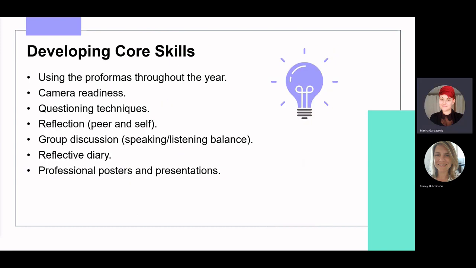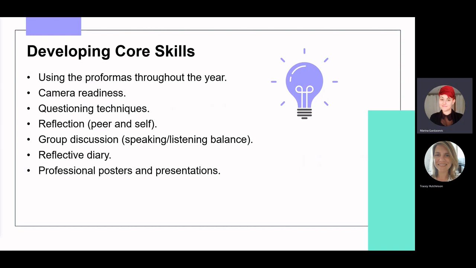So some other ways we have to develop the core skills in your students, like we've just said, using those proformas throughout the years. You have recording readiness or camera readiness. So for some ESP tasks, students have to be audio-visually recorded. This can be quite nerve-wracking for students, it can be quite nerve-wracking for most people. So getting our students comfortable demonstrating those core skills whilst also being recorded can be very helpful. And you can even incorporate that in your formative assessment.